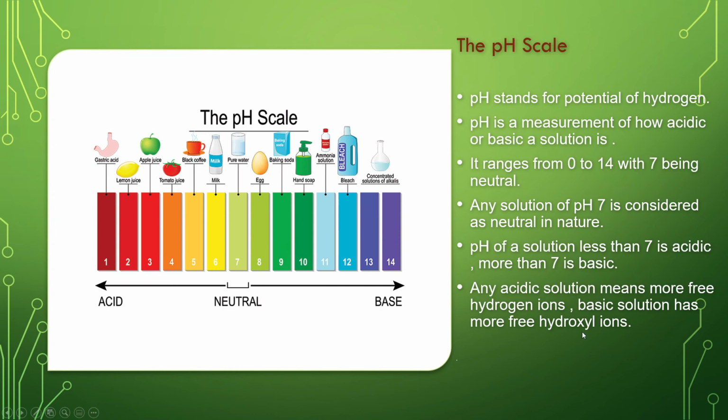And acidic solution means more free hydrogen ions. Within the acidic solution, the number of hydrogen ions will be more, and in basic solution there will be hydroxyl ions. So you will learn about hydrogen ions and hydroxyl ions in the higher classes.